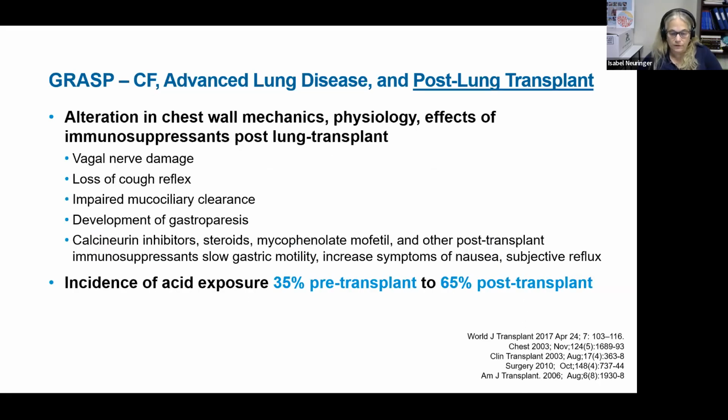What is known about GRASP post-lung transplant? Well, post-lung transplant, there are alterations in chest wall mechanics and physiology, also the impact of immunosuppressants after lung transplant. All these factors may include vagal nerve injury, associated loss of cough reflex, impaired mucociliary clearance, and overall calcineurin inhibitors and anti-rejection medicines can slow blood flow to the gut. So we have slowed gastric motility. This can also increase symptoms of nausea and subsequent reflux. Many studies have also shown the incidence of acid exposure increasing from pre-transplant to post-transplant.